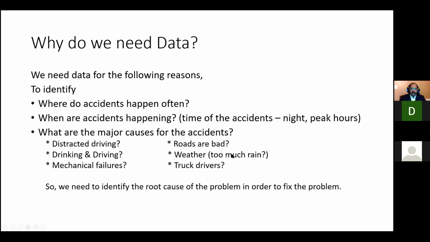And what are the major causes of the accidents? Distracted driving. Nowadays we found that being on the phone is one of the upcoming major reasons, because people are texting and driving. So the government put in a law: you cannot text and drive. You have to use hands-free devices to use your phone. Without the data, they cannot make the law.